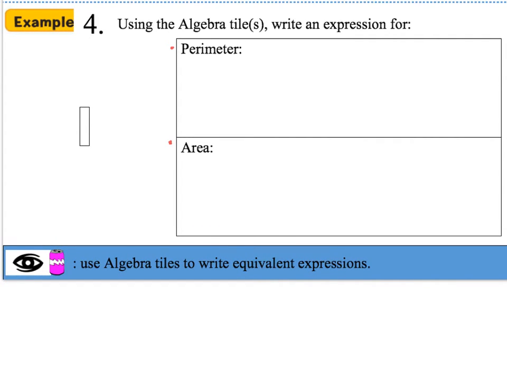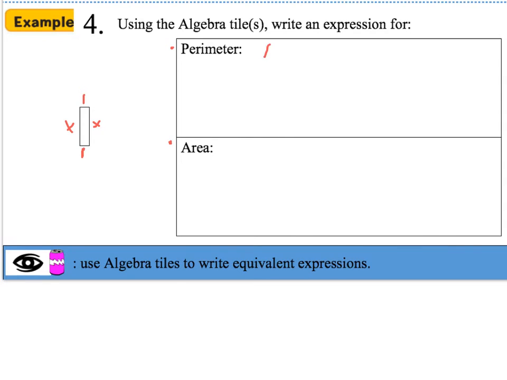For example 2, it says using the algebra tile, write an expression for the perimeter and the area. So if we look at our algebra tile, this looks like a variable tile. And we know that this side of the variable tile is worth 1. But the other side of the variable tile, we don't know how long that is. So if we don't know how long something is, we call it x.